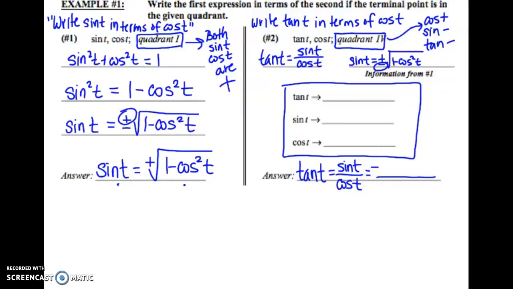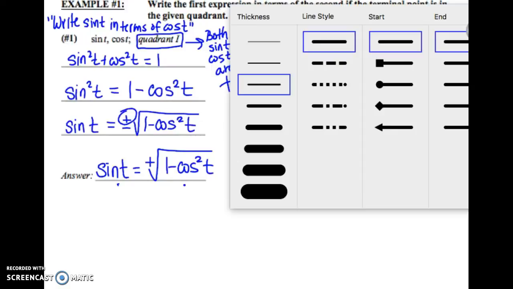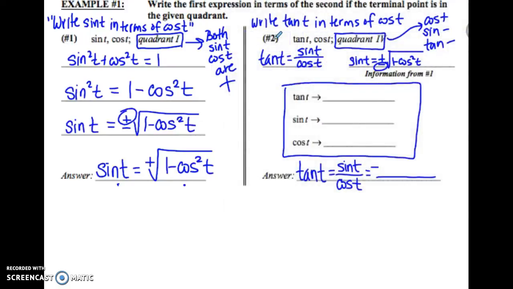Okay, when we left off in the last video, we were just about to replace sine t with the expression that we found in example 1. So on the top, since we know we're in quadrant 4, we're going to write sine t as negative square root of 1 minus cosine squared t. And then on the bottom we have cosine of t. So we did what the instructions asked us to do. We rewrote tangent t in terms of cosine of t.